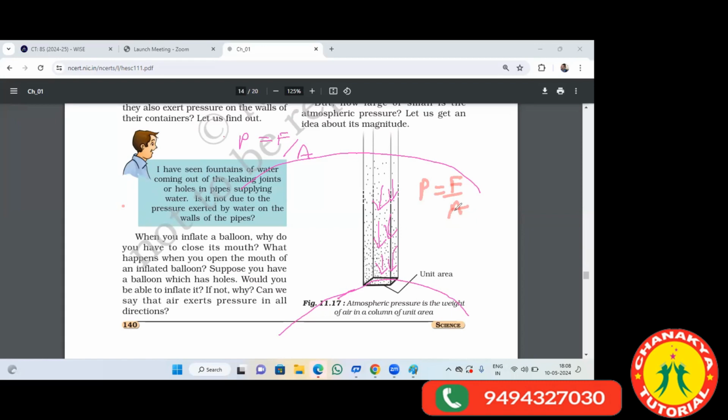So atmospheric pressure is only the pressure exerted by the air molecules, or the pressure exerted by the atmosphere on the earth.